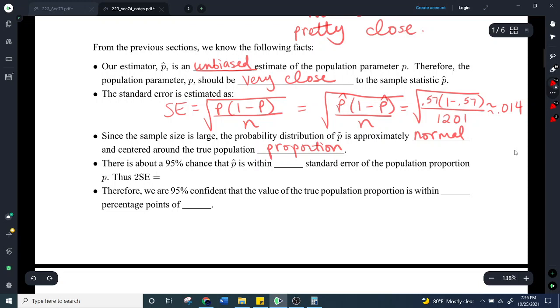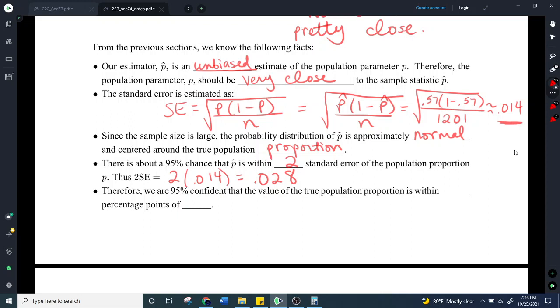There's a 95% chance that p hat is within how many standard errors of the population proportion? Remember what the empirical rule tells you. Two standard errors. So in this case, 2 times the standard error that I calculated up here, 0.014, is going to be about 0.028, which is 2 standard errors away from the population proportion.